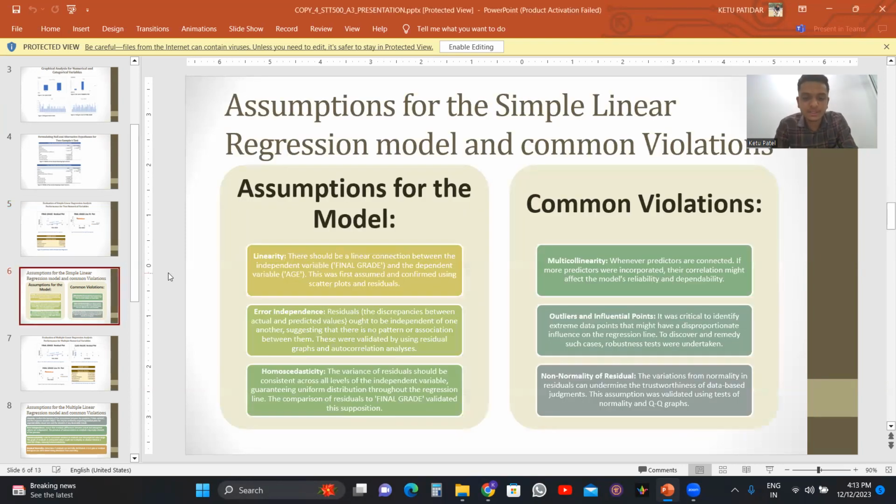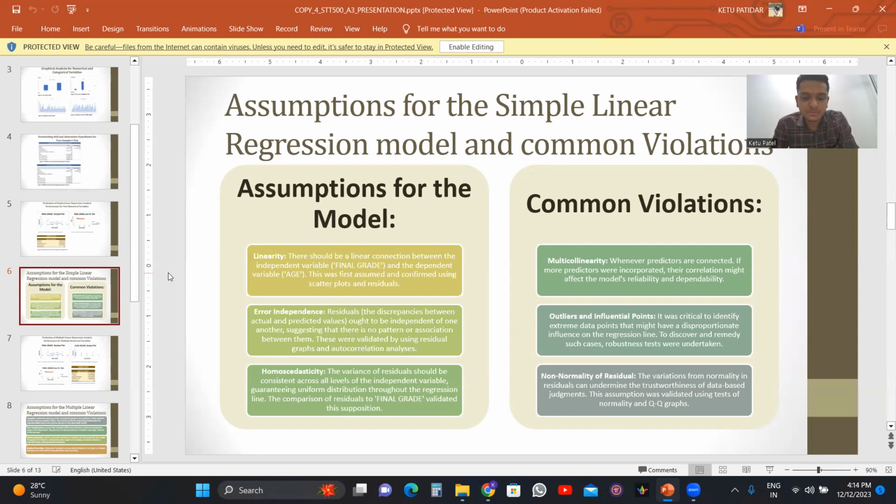Assumptions for the model. Linearity: there should be a linear connection between the independent variable final grade and the dependent variable age. This was first assumed and confirmed using scatter plot and residuals. Error independence: residuals, the discrepancy between actual and predicted values, ought to be independent of one another, suggesting that there is no pattern or association between them. This was validated by using residual graphs and autocorrelation analysis.